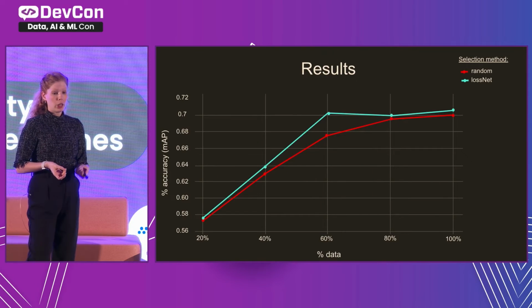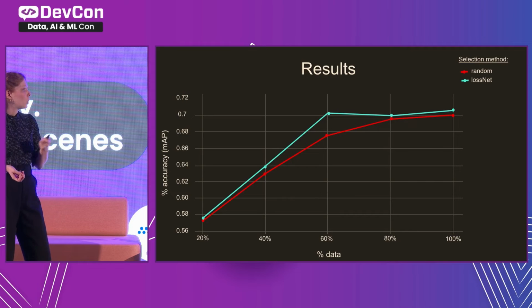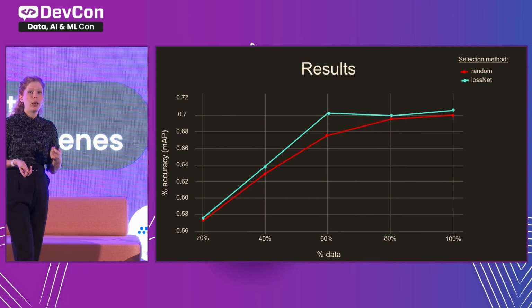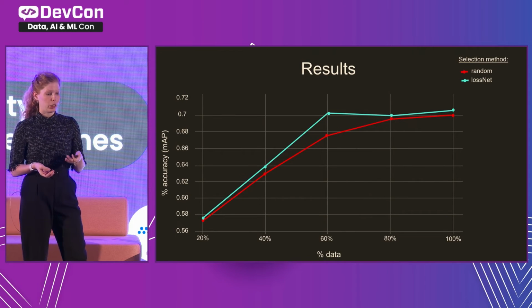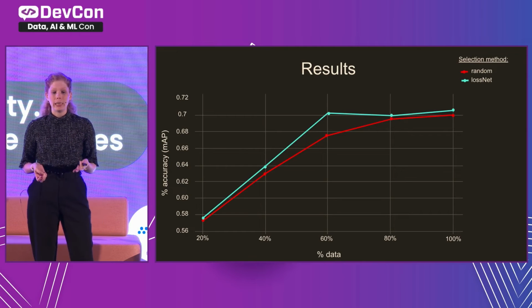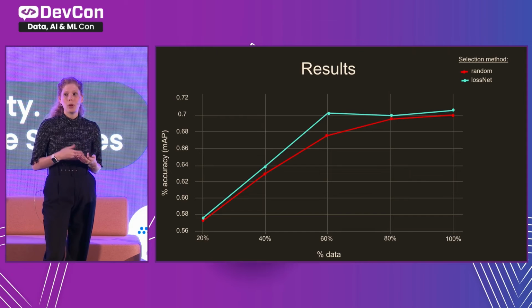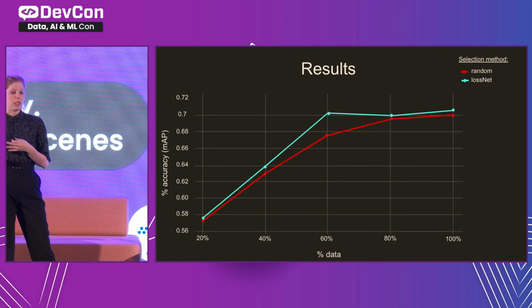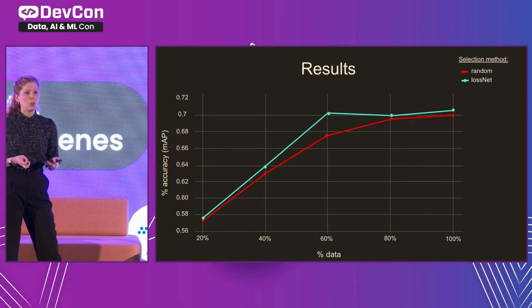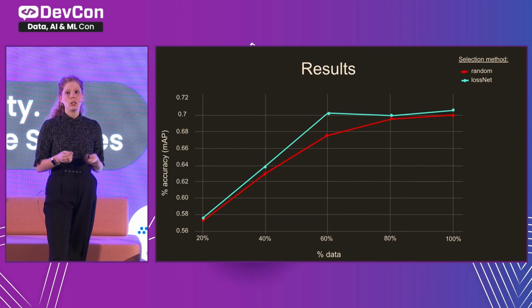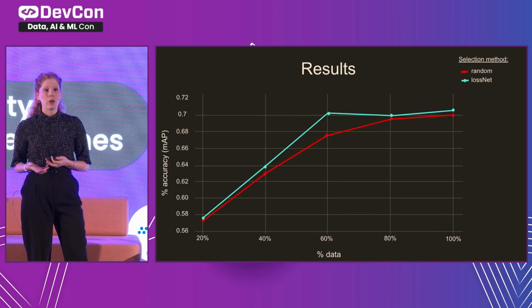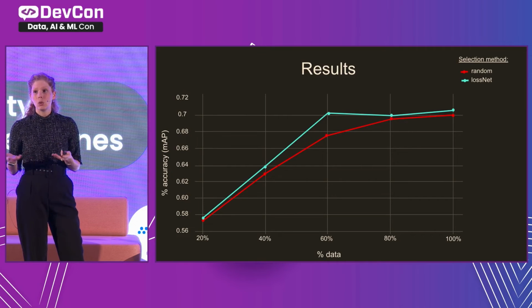Now let's go over the results. This is a similar graph to what we saw before. The x-axis is the amount of data, and the y-axis is the accuracy of our network. The red line is when we sample our data randomly, and the blue line is when we sample our data using the loss prediction network. What we can see here is that using 60% of our data, we get similar results to using the entire data set. And again, this is what we want.